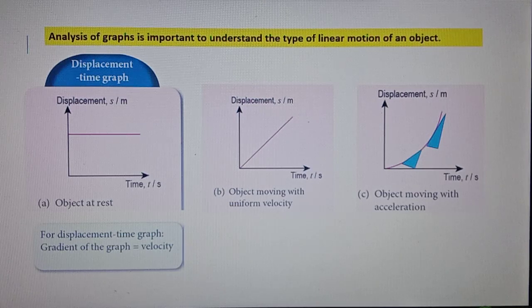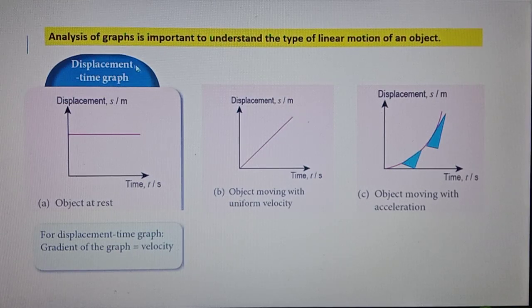So in this topic, we will discuss three types of graph: displacement against time graph, velocity against time graph, and acceleration against time graph. Analysis of graphs is important to understand the type of linear motion of an object, because later a graph will be given. Based on the graph, you must be able to state the type of motion of an object. Okay, let's look at the first type of graph, displacement against time graph.